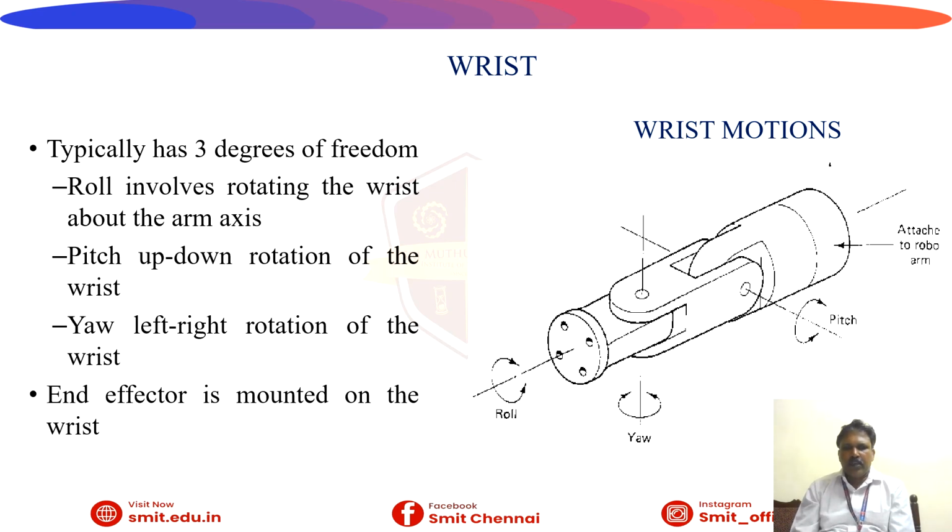End effector is mounted on the wrist. I already told you about the types of gripper. The end effector is the final output that you are getting. It won't be considered as a link. It is attached to that link and it will be considered as one frame only. So we can't say the end effector is a separate link. Okay.